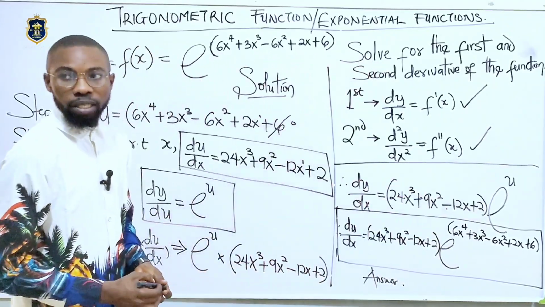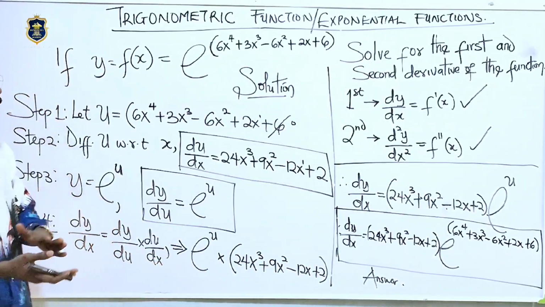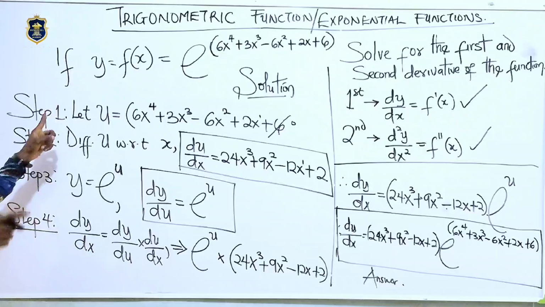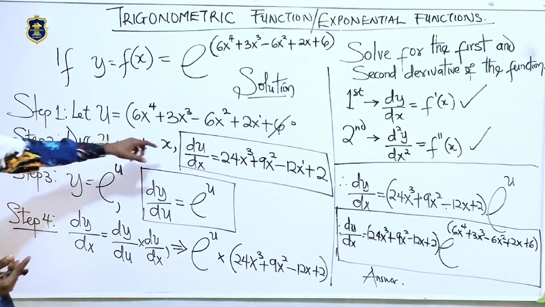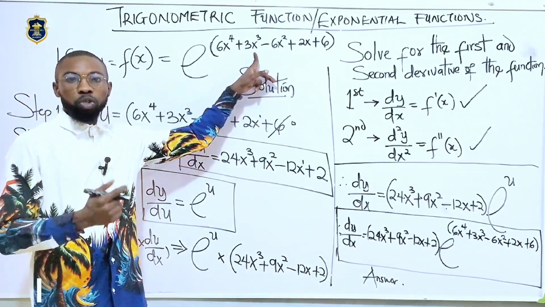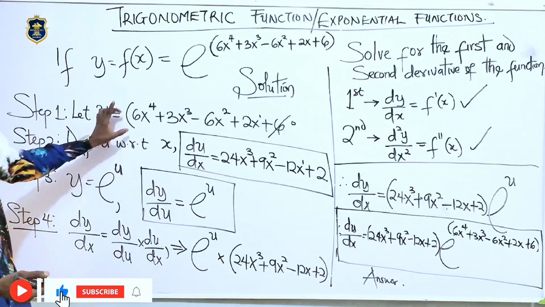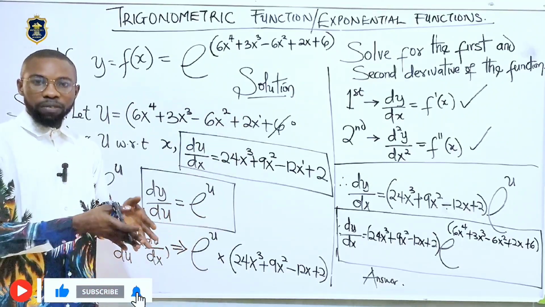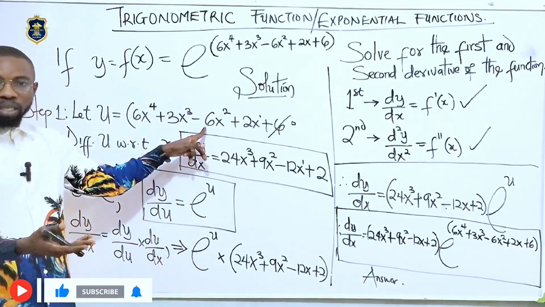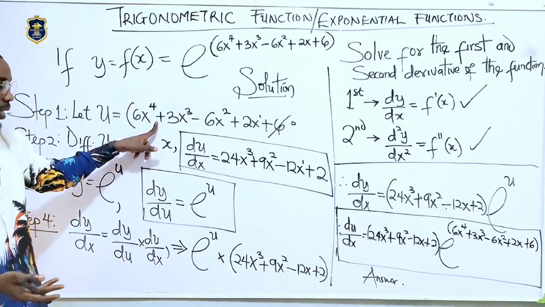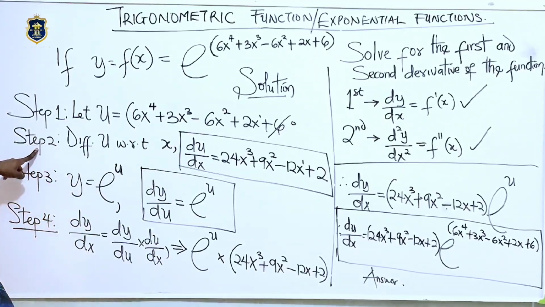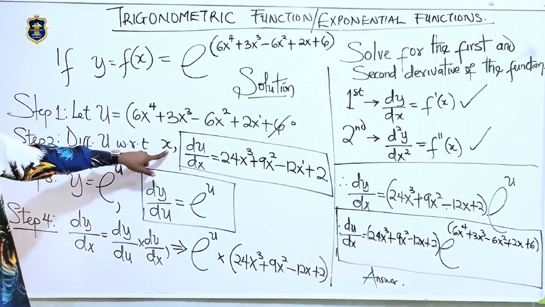So by applying the formulas or by going through the steps, number one, the first thing to do is to let u replace the index with an alphabet, and we're using u as our alphabet. So let u be everything here. Next is to differentiate u with respect to x. That's what we just did here. Step 2, differentiate u with respect to x.